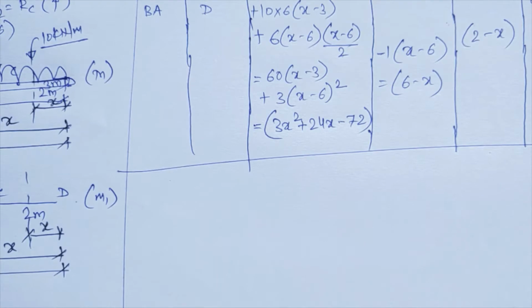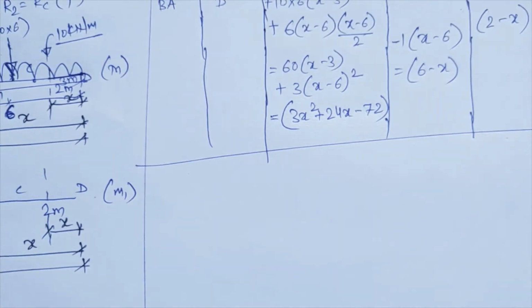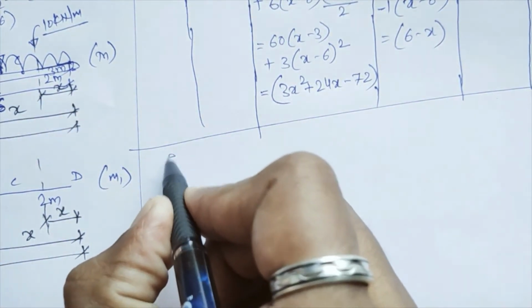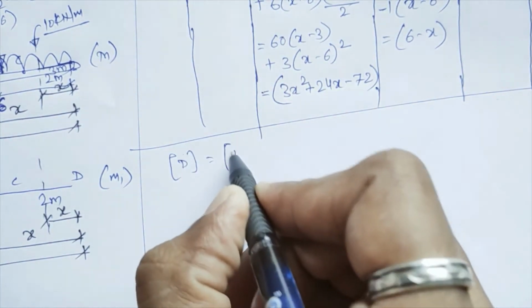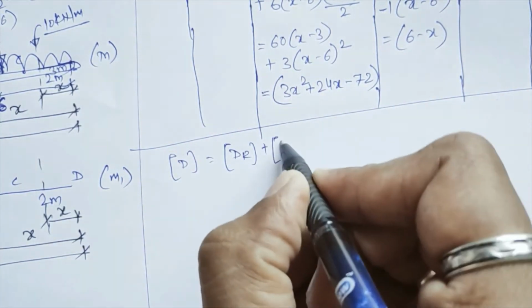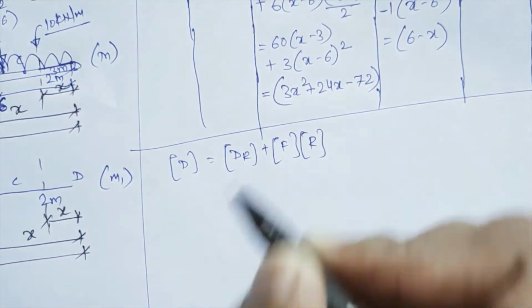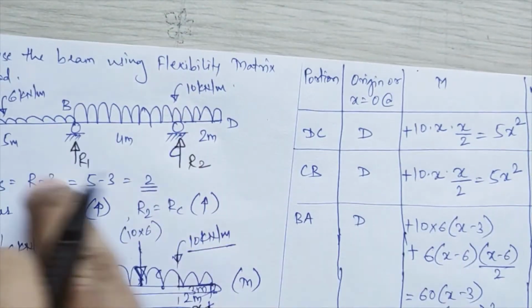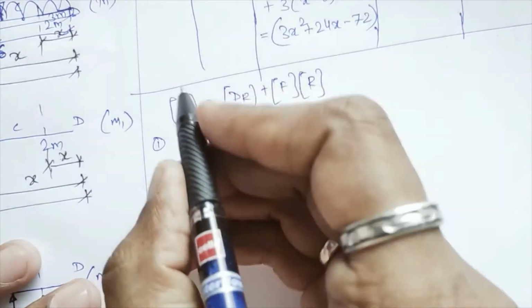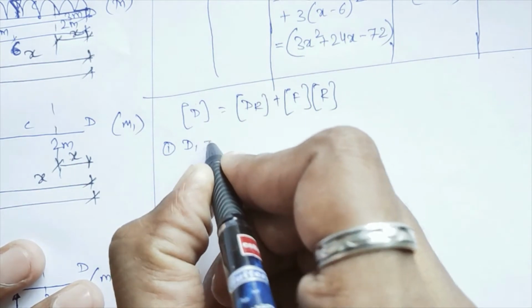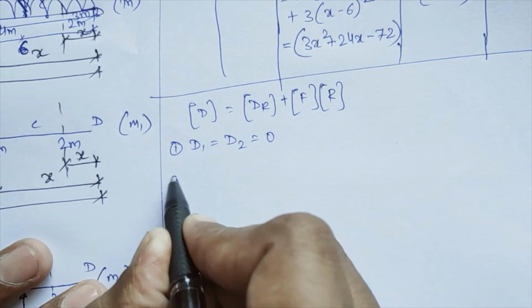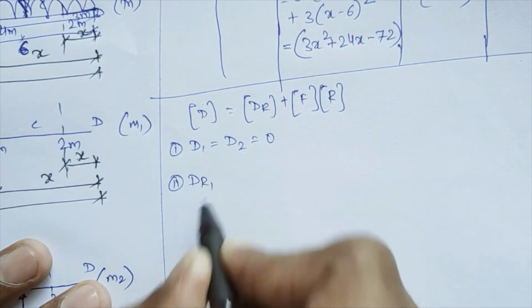Now further, we'll see for your unknown values. For that our basic equation is d is equal to dr plus f into r. Again, for d values there are no displacements given to you; given displacements are 0. Here we have only two redundants, so d1 and d2 values both will remain equal to 0. Now we'll see your second values, that is the dr1 value.